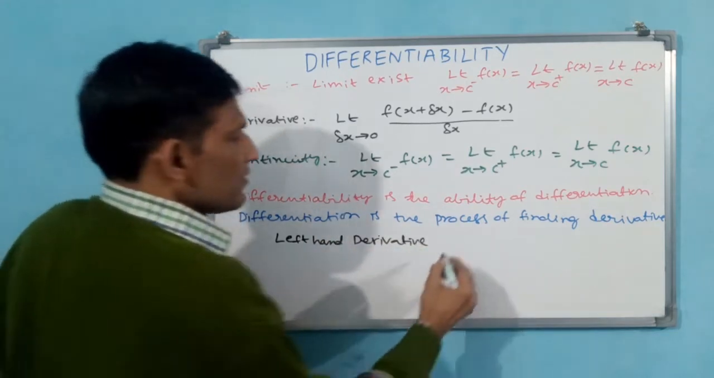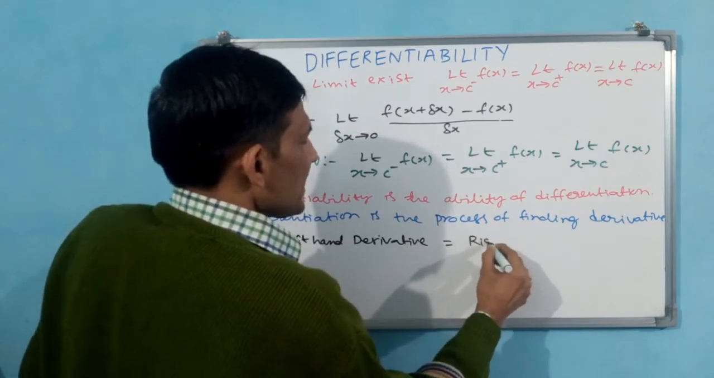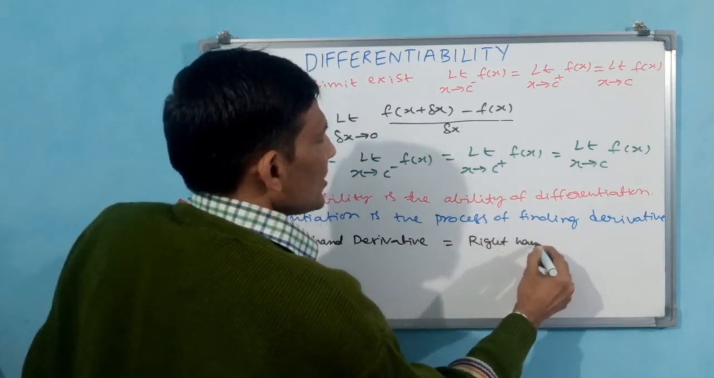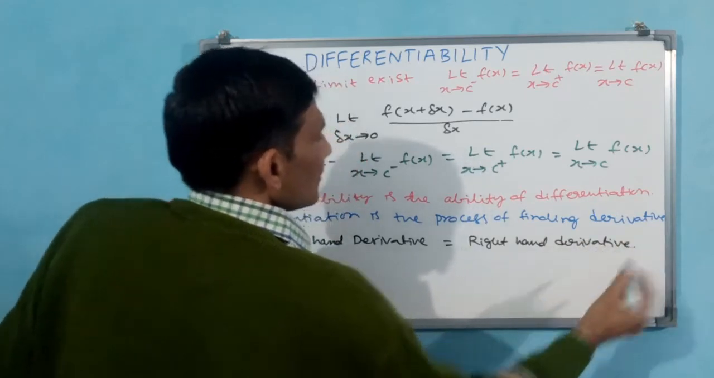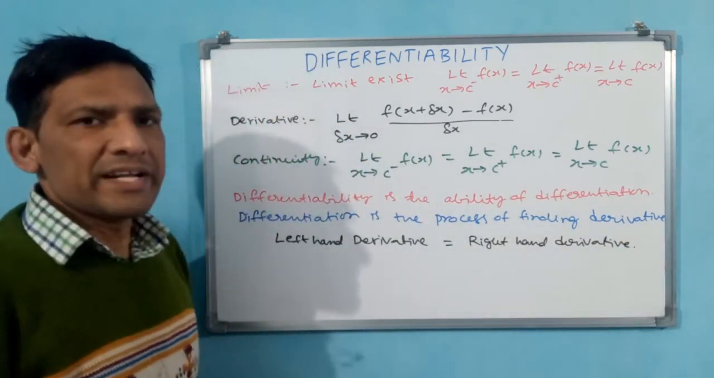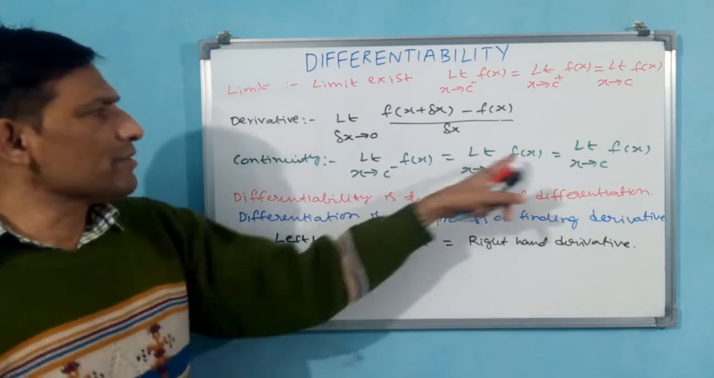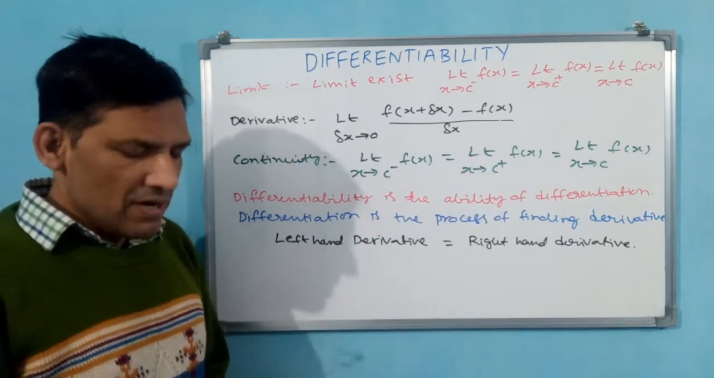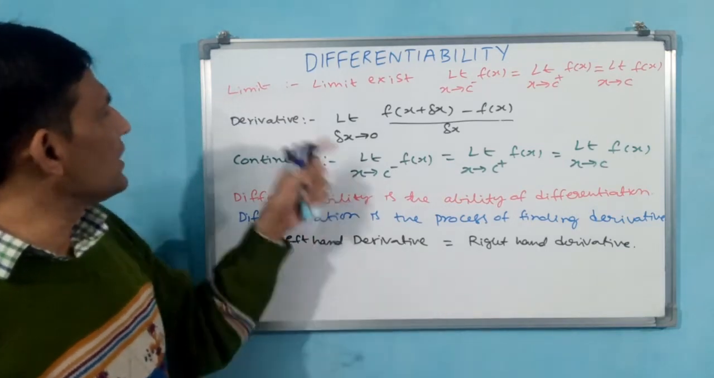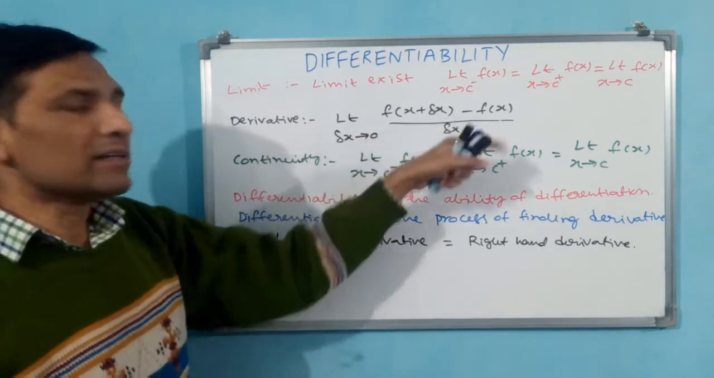Left hand derivative should equal right hand derivative. What are these, left hand derivative and right hand derivative? Like left hand limit equal to right hand limit, left hand derivative should equal to right hand derivative. What are these? They are in front of you only. See, derivative is this one.